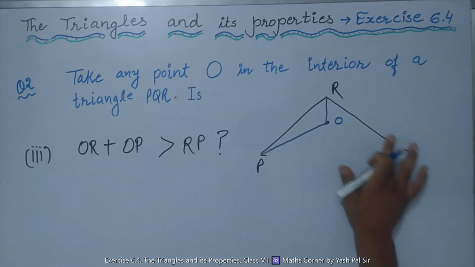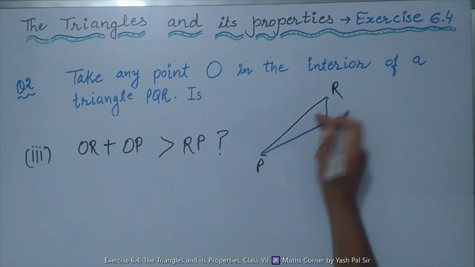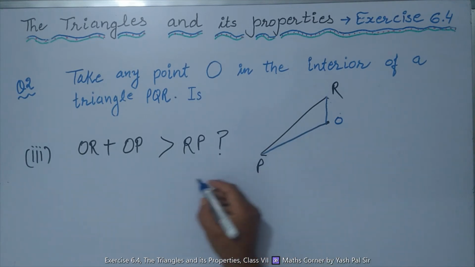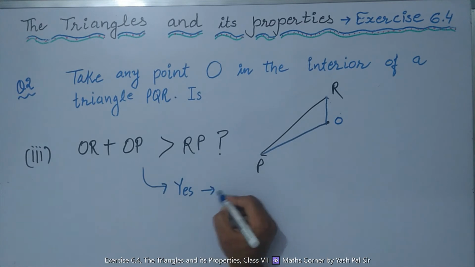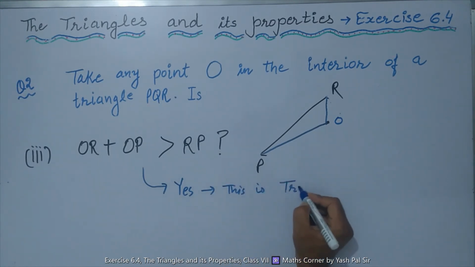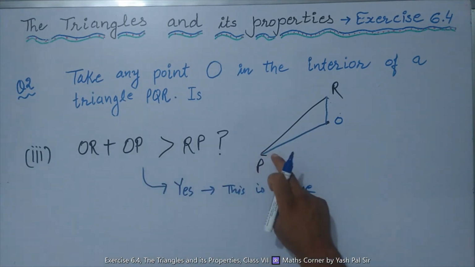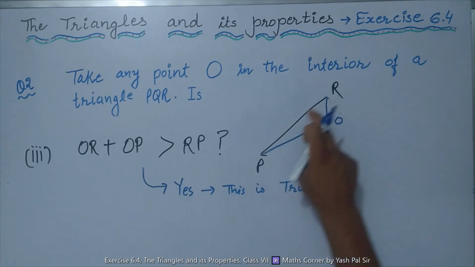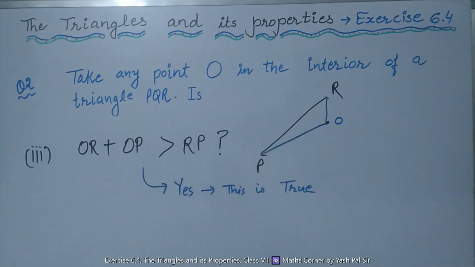Again we forget the remaining part of the triangle. Only this part is left out. So again what we say? Yes, this is true. Why is this true? Because the sum of the lengths of two sides of a triangle is always greater than the length of the third side, according to the property of this exercise.